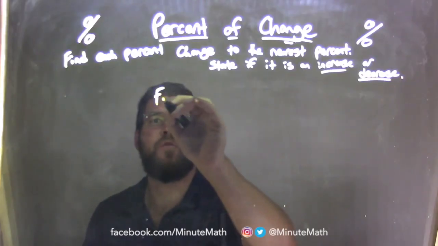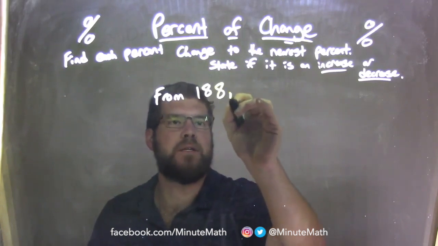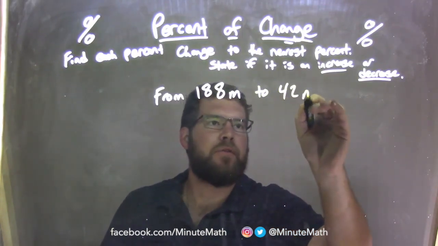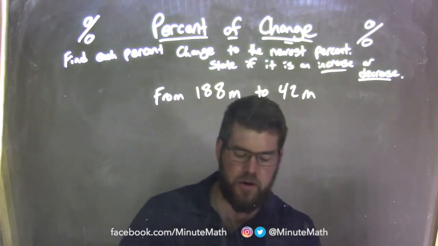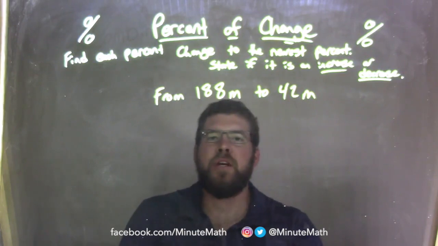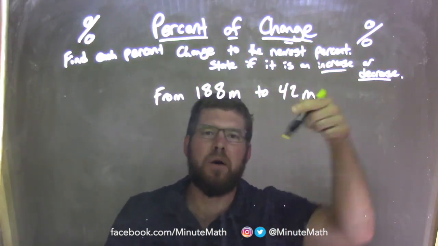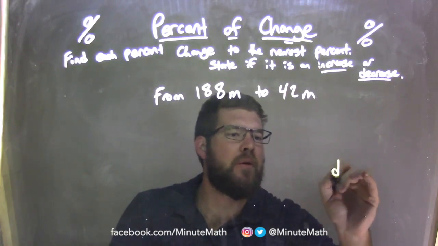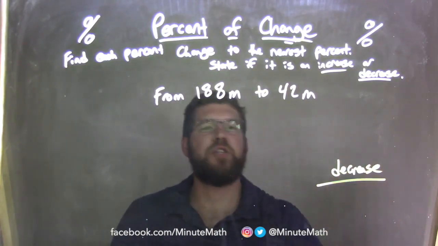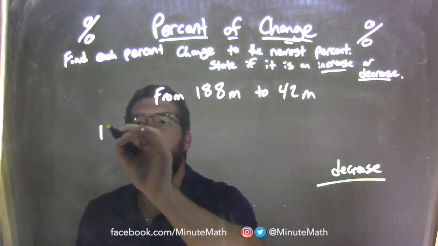Our problem here is from 188 meters to 42 meters. Well, is that an increase or a decrease? It's a decrease. It's going down, right? 188 to 42. So we're going to have a decrease going on here, and that's what we're finding out first. Now we need to find the difference between these two numbers.